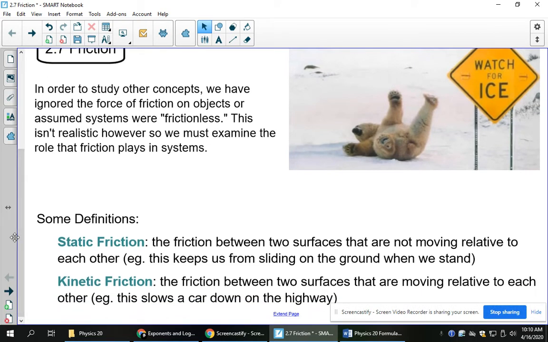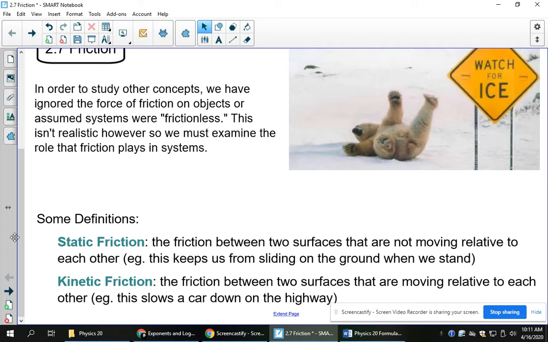Couple definitions here. Static friction is the friction between two surfaces that are not moving, so hence the word static. And this keeps us from sliding on the ground when we're standing still. So if we're just standing still, there's friction between our feet and the ground that's keeping us from sliding across the room. Kinetic friction is the friction between moving surfaces.